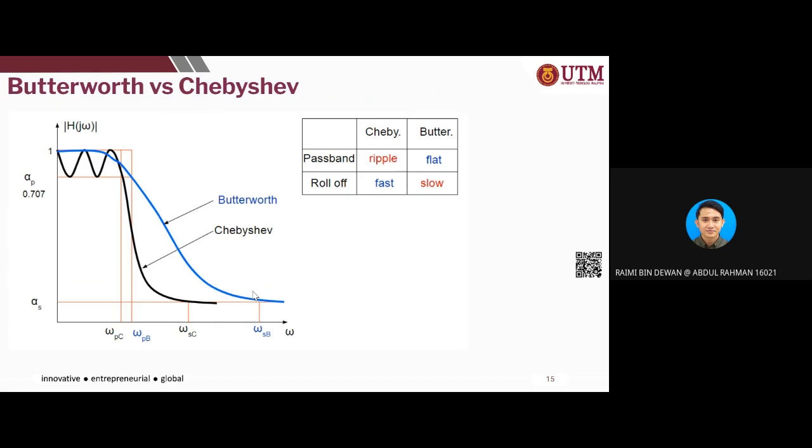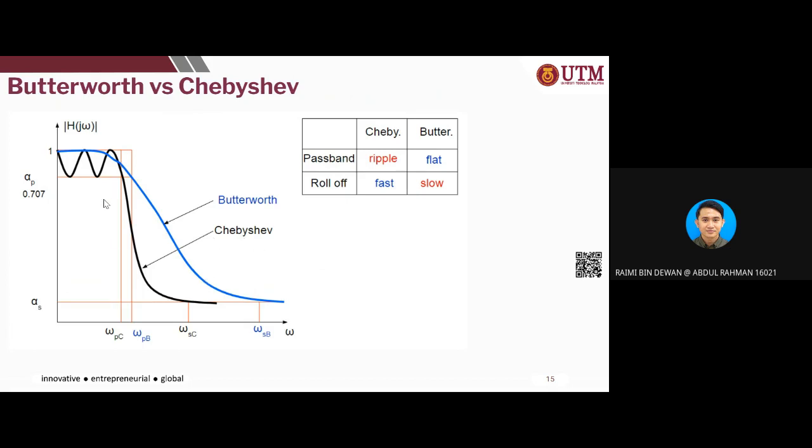The design process for Chebyshev is much more complicated compared to Butterworth. So that's why in this part 1, we will cover the Butterworth filter response first. Later on, we will cover the Chebyshev filter response, the one that has the ripple here.